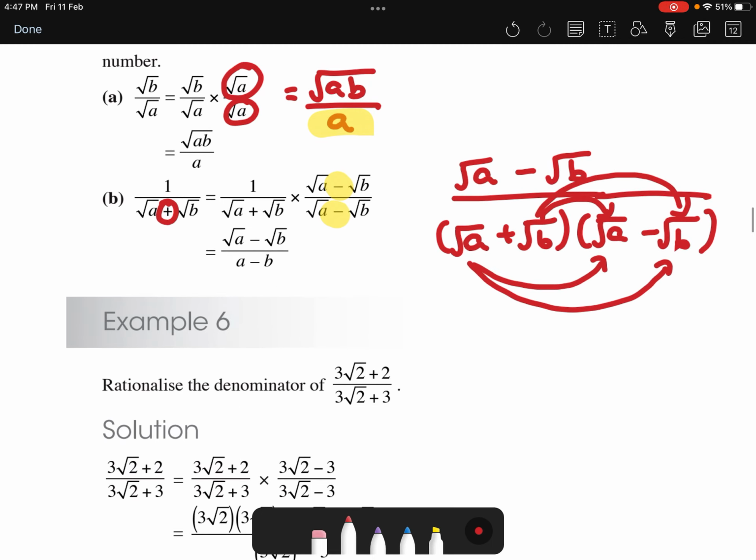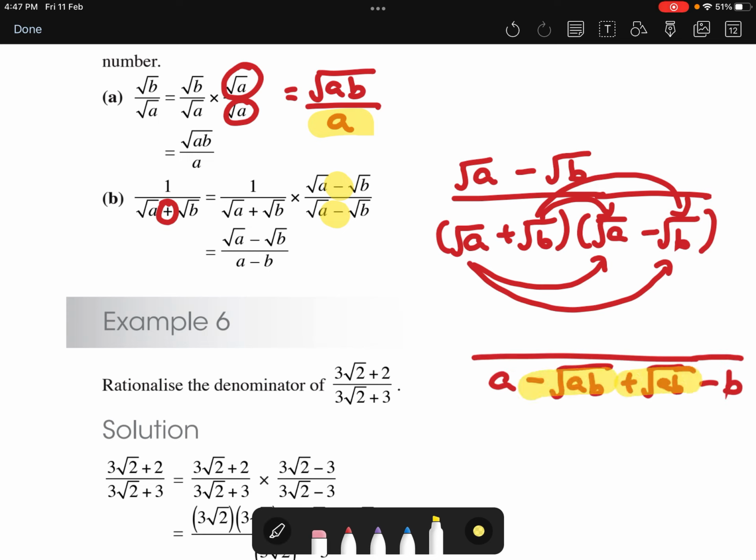So in this case, you get rid of the square root already. So I just write the bottom. It's just √a times √a is a. Then after that, minus √(ab) plus √(ab). Then after that, minus b. So you notice that my square root is gone. That's why I always use the conjugate, because the conjugate helps me to get rid of the square root. Okay, so that is how we rationalize it.